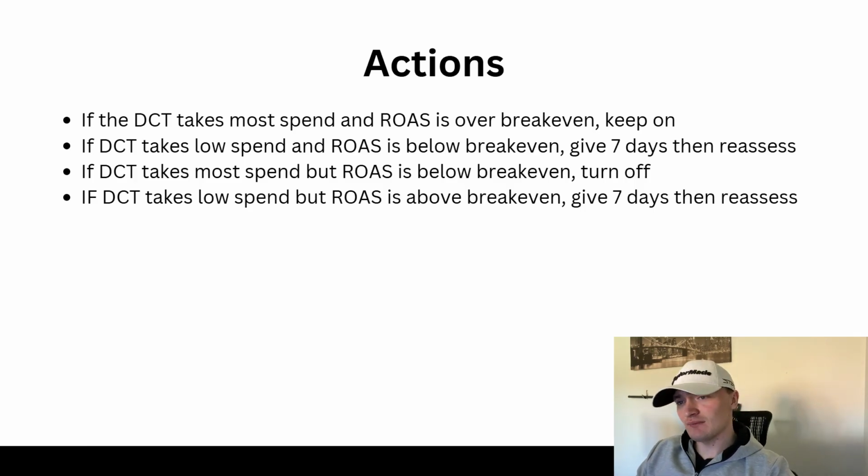So if the DCT takes a low amount of spend and ROAS is below break even, after 3 days we give it an extra 2 days, then assess, and then 2 days after that. And after 7 days, if it's still the case, just turn it off. Now, if the DCT takes most spend but ROAS is below break even, we turn it off. So after the 3 days, if it takes about 80% of the ad account spend and the ROAS is below break even, very obviously we turn it off. And if the DCT takes low spend but ROAS is above break even, we give it a little bit longer.